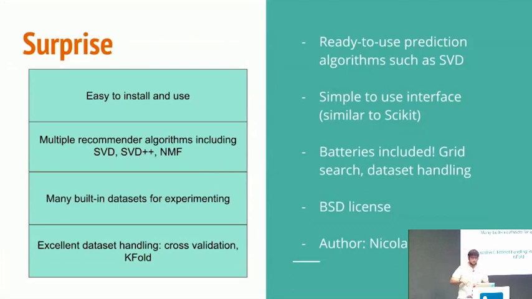It's not only very simple to get started, but it's also got a lot of batteries included. It provides SVD algorithms, but also many others like SVD++ and non-negative matrix factorization. It's also got a lot of tools to load data sets and explore them. It's open source, and you can install it with pip. It has a very simple interface similar to scikit-learn, which many people probably know. The author is Nicholas Hug, whom I met randomly by email, and we've become friends. He's very passionate and a very good maintainer of the project.